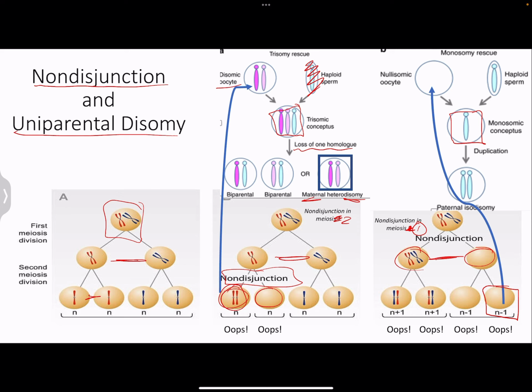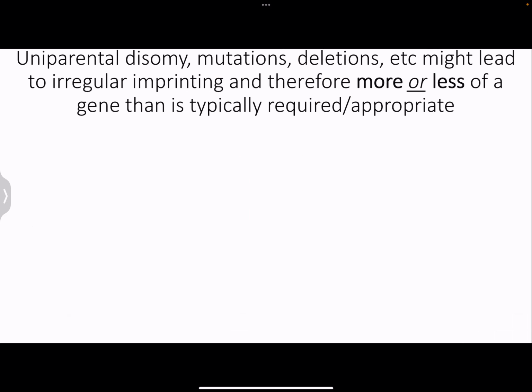Well, again, the cell can sometimes recognize that something's a little bit off, and it can duplicate this chromosome. So now we have a paternal disomy. So uniparental disomy is when you have a non-disjunction event, and then there's a kind of rescue, but you don't have heterogeneity to the chromosomes. You could also have mutations and deletions, but I would think that this is going to be a major cause for something like imprinting.